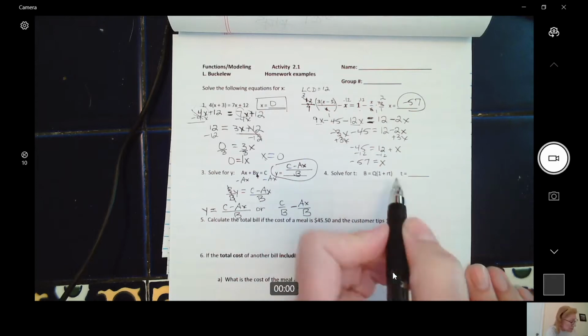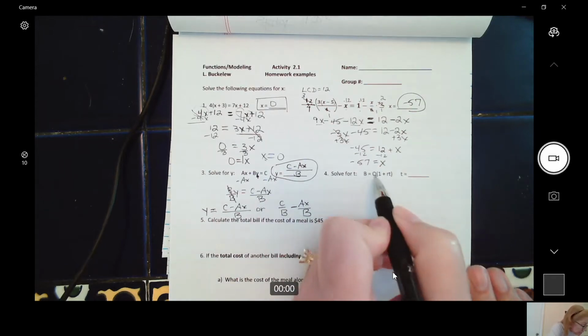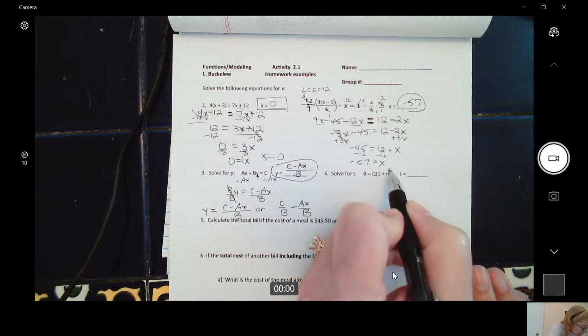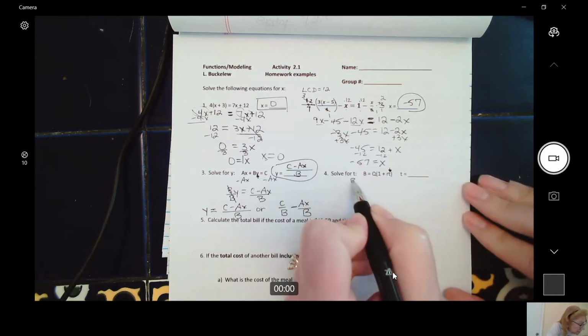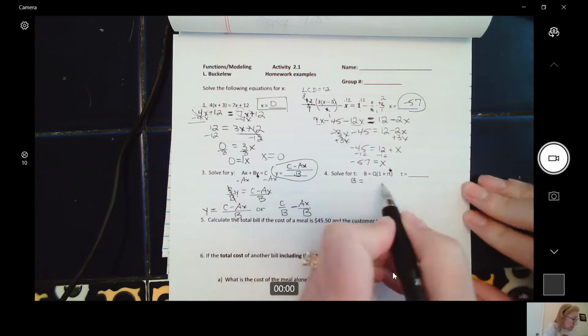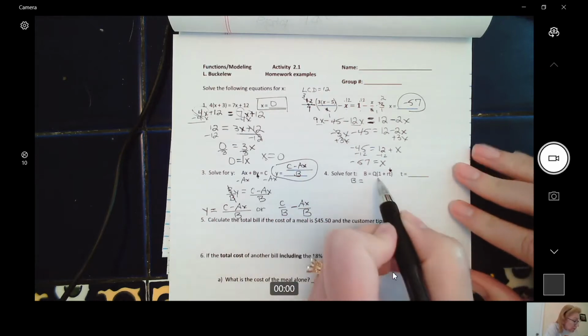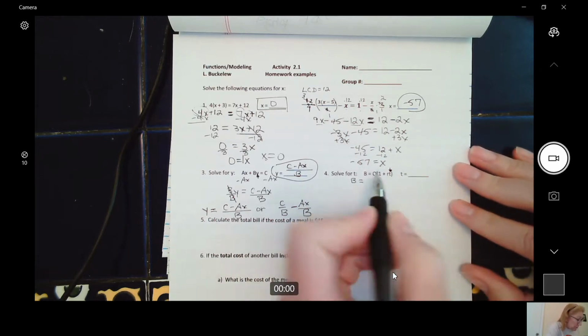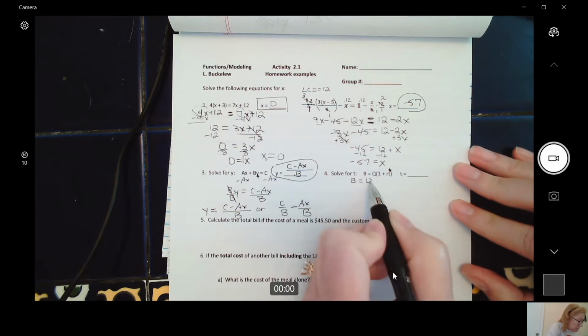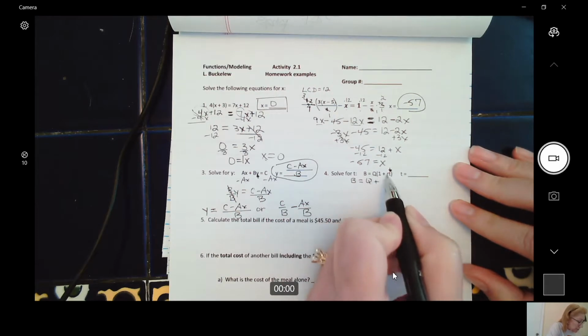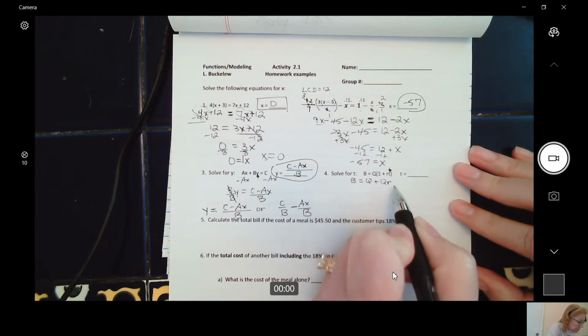Okay, so the last one, solving for T. Notice where the T is. It's inside these parentheses here. Okay, so probably what most of you will want to do, you don't have to start it this way if you think of a different way to start, but a lot of you are going to want to go ahead and multiply your parentheses through, so let's do that. I'm distributing the Q, so Q times 1 is Q, plus Q times RT would be QRT.